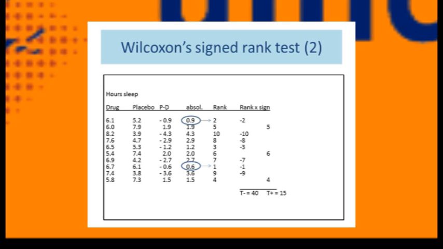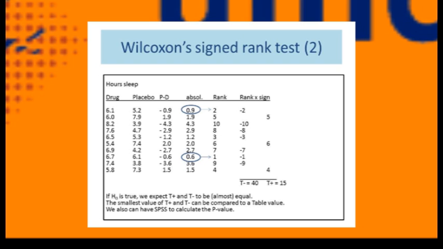Then 0.9 will get rank number 2, and so on. In the last 2 columns, the ranks of the negative differences are separated from the positive differences, and the ranks in each column are summed up. If the null hypothesis of no difference between drug and placebo is true, we would expect that both sums are almost equal. There are tables to determine the p-value.